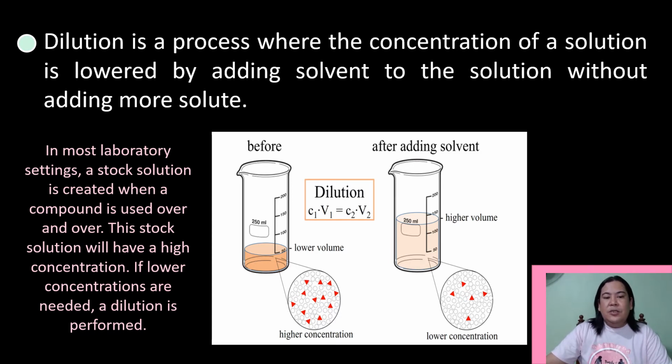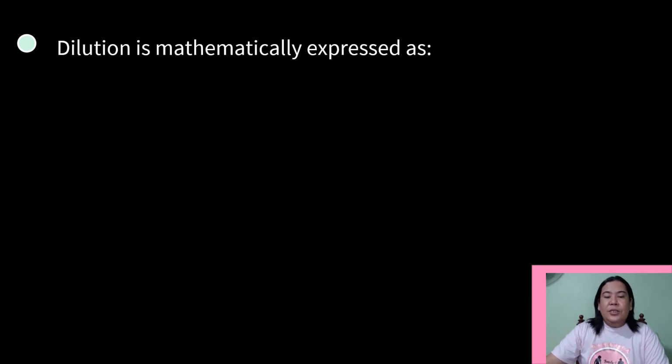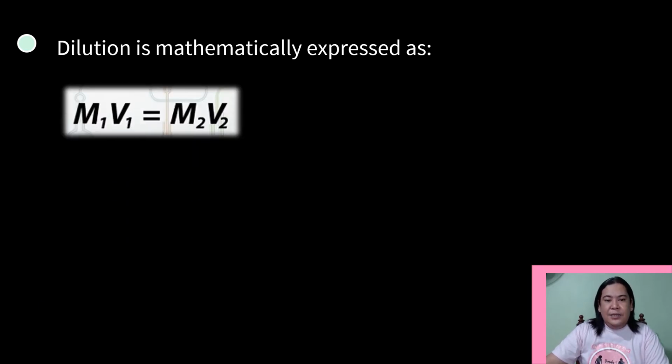If lower concentrations are needed, a dilution is performed. So that's the time na para hindi masayang yung mga stock solutions natin, gagamitin nyo yung natirang yun by performing the dilution process. Dilution is mathematically expressed as M sub 1 V sub 1 is equal to M sub 2 V sub 2. This is the mathematical expression for dilution. Doon sa previous slide, nakita nyo doon ang formulang ginamit is C sub 1 V sub 1 is equal to C sub 2 V sub 2.